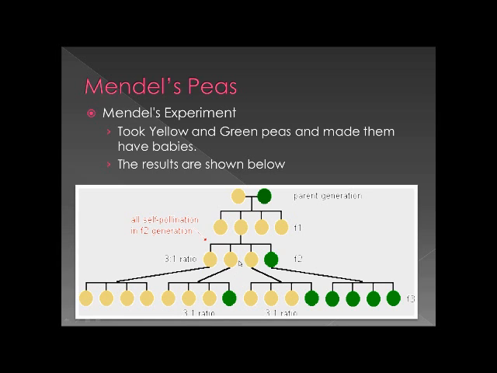What he discovered is that the 3-to-1 ratio reappeared. Then he took this group right here and made them have babies, and what he discovered was 3 yellows and 1 green. So that weird 3-to-1 ratio reappeared. And finally, he took this generation right here and he made them have babies, and he discovered they all came out green. This is a really weird result because what this shows is that there's something at play within the genes that is causing it to come out in this weird ratio right here, where you have one set of babies.